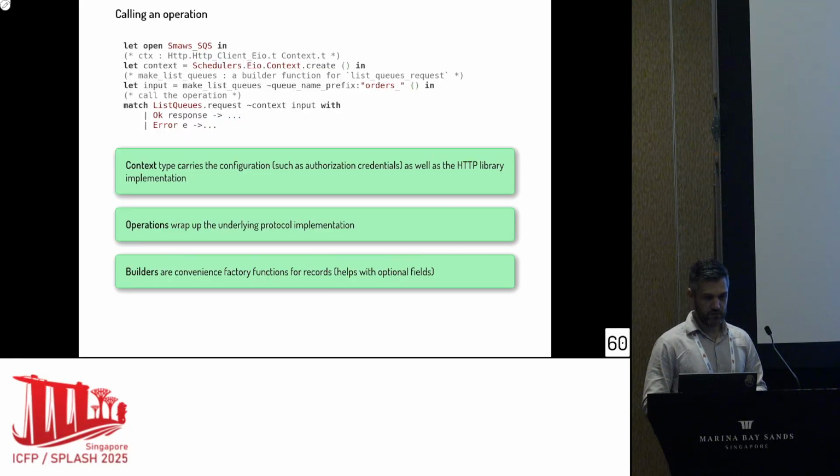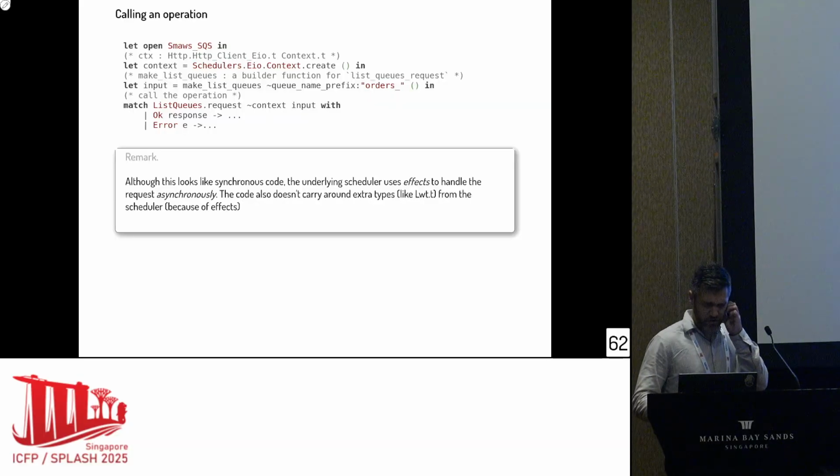And then you've got builders like this make list queues function. What they do is they make it easy to construct record types. Some record types can have dozens of optional parameters in them, and with named parameters, we can make that much easier to put together without cluttering the code with lots of Nones everywhere.